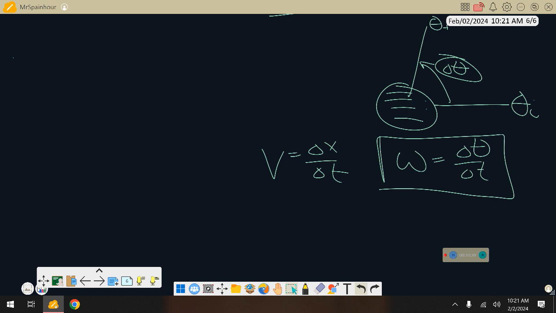Cool. All right. Okay. So let's give you some context of radians per second. We already did 90 degrees per second. What would that be in radians per second? 1.57. 1.57, correct.